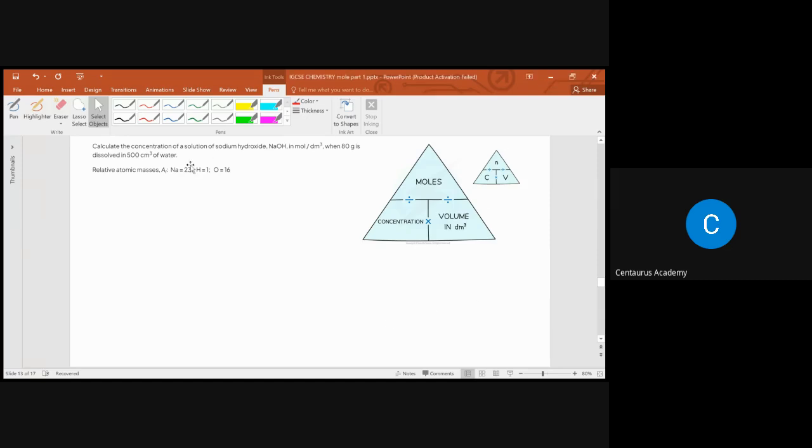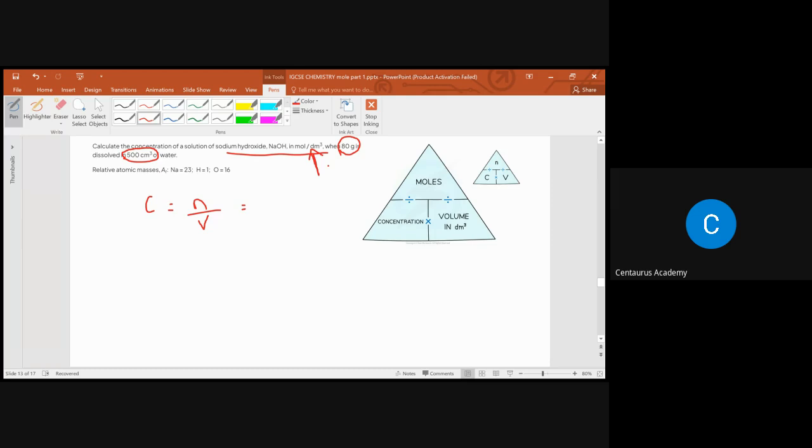This question here says that the concentration of solution of sodium hydroxide in moles per decimeter cube has to be calculated, where mass is given to you and the volume is given to you of the solvent. The volume is in centimeter cube, whereas the concentration which has to be found out is in moles per decimeter cube. This means that the formula that you will be using here is C is equal to n upon V, right? Now you don't have the number of moles. You have to convert to the number of moles.